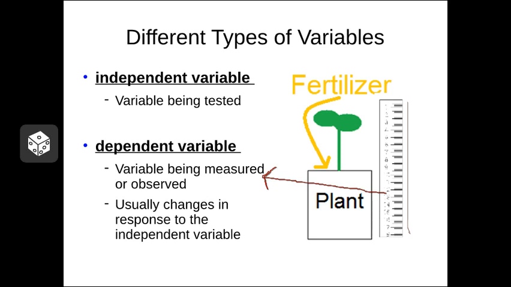Now you can use these two variables to make your hypothesis. You can say, if I put fertilizer on the plant, then it will grow faster. And you could add a because, something about nitrates or nutrients in plants, if you wanted to add a because. But a good hypothesis says, if I change the independent variable, then the dependent variable will change in a certain way because some reason. So there's a relationship between these two variables.